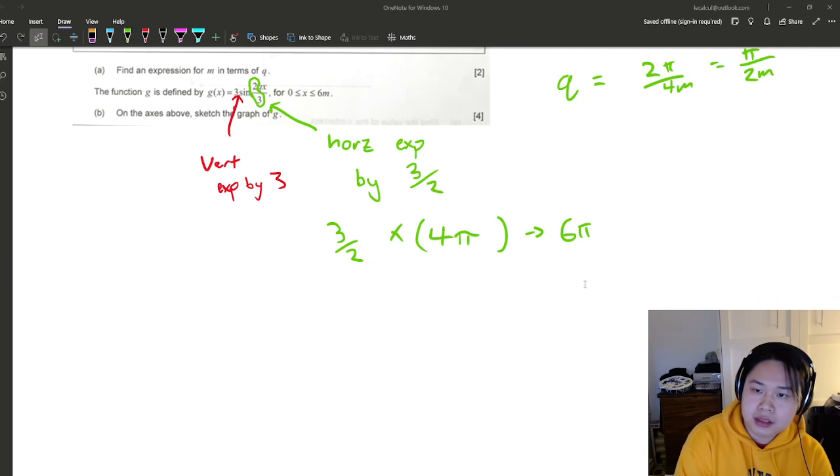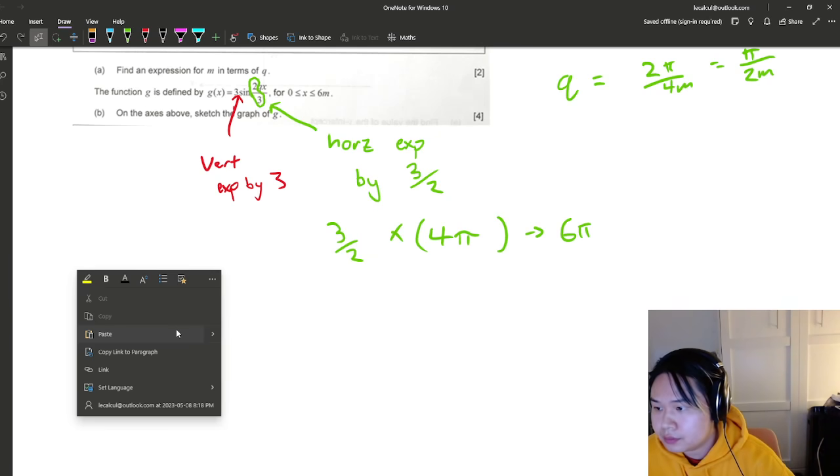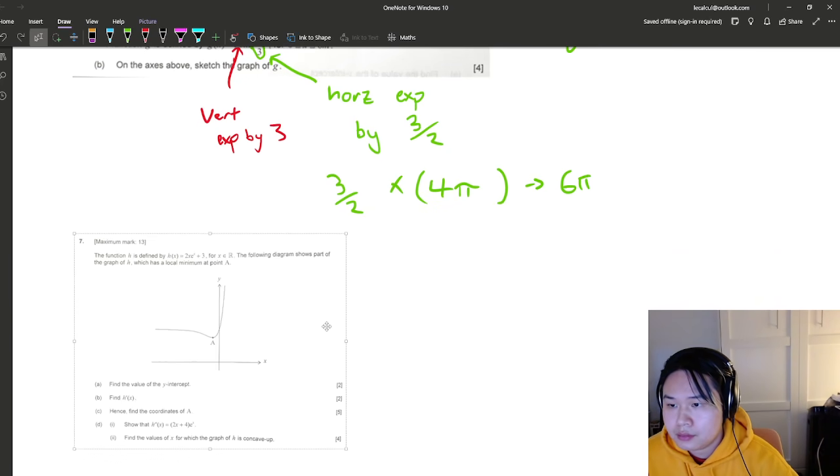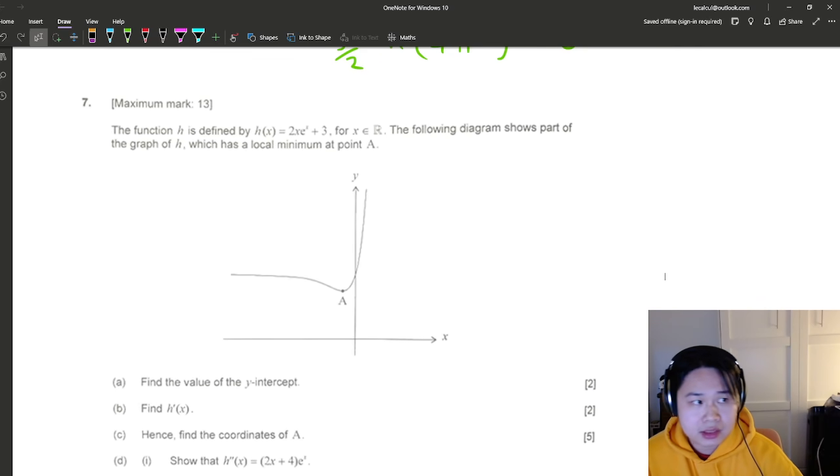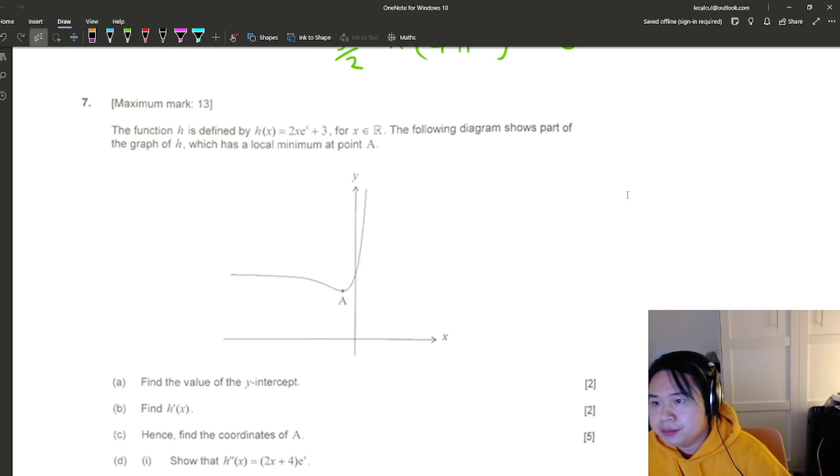Okay, copy, next one. And then I think this might be the last short answer one. Is that an X?